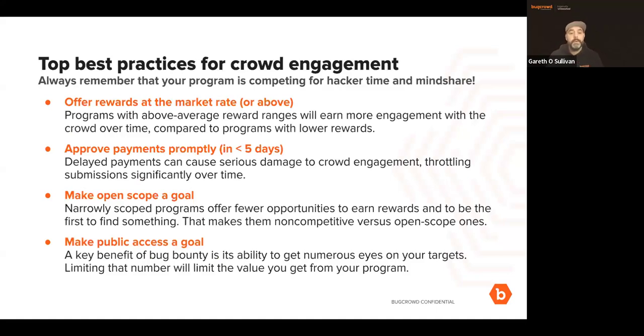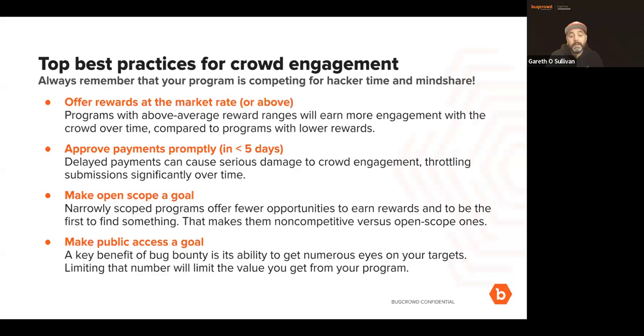From a crowd engagement standpoint, there's a few key areas, alongside making sure that we're associating the right skills with the right program. It makes sense to ensure that if you're building out a program, you offer going market rates for rewards. Programs with above average reward ranges will earn more engagement with the crowd over time compared to programs with lower rewards. It's incentive based, so this should make sense. If you incentivize the right way, you'll typically get folks spending more time in your program.